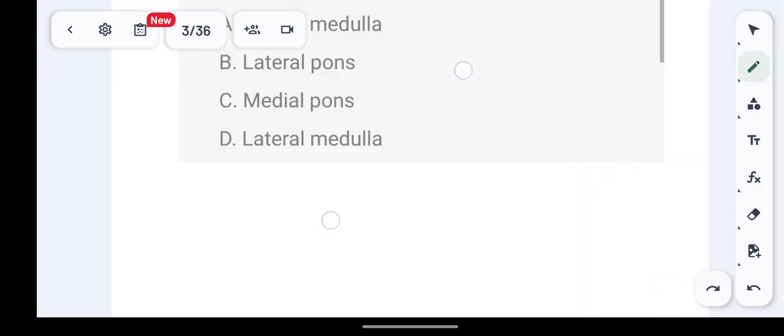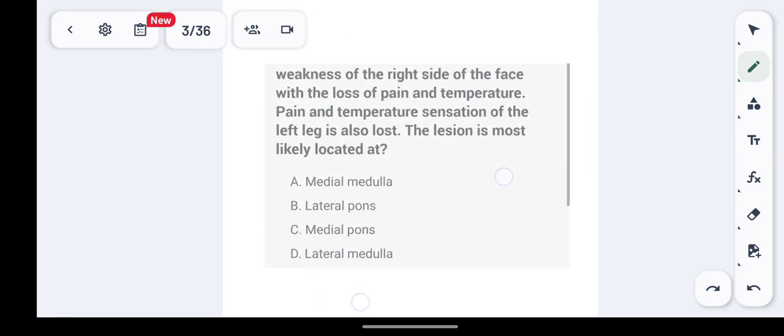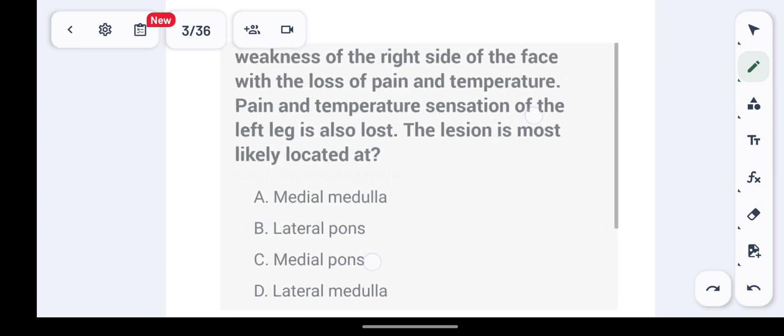The question they have asked is this, and I think this is one of the most difficult questions they have asked. We will just read it once and solve it later. Weakness on the right side of the face with loss of pain and temperature, and pain and temperature is also lost in the left leg. So where is the lesion? We will see this after completion.